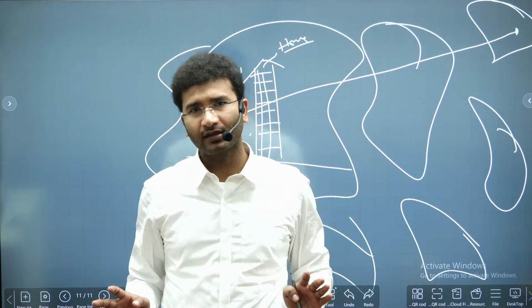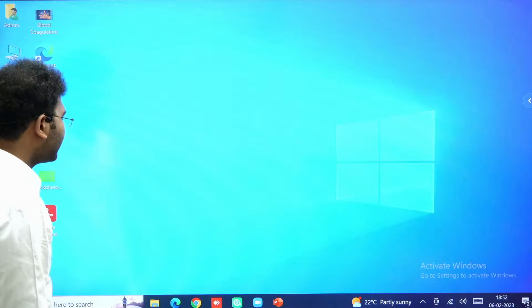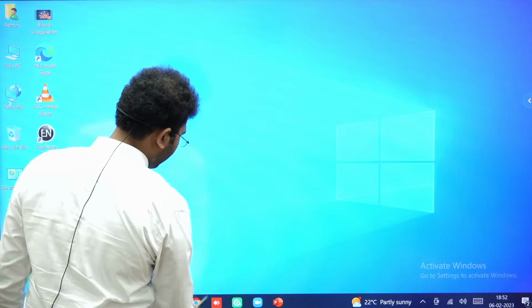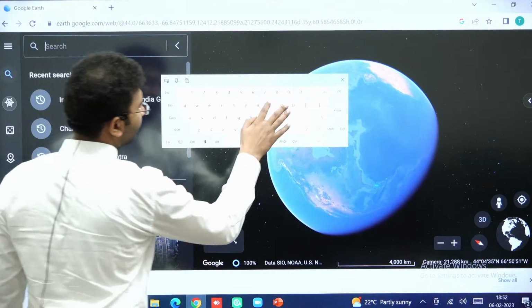Right? Now, the other concept of settlement geography is like this. See, your settlement geography, let me show you 2 different places.